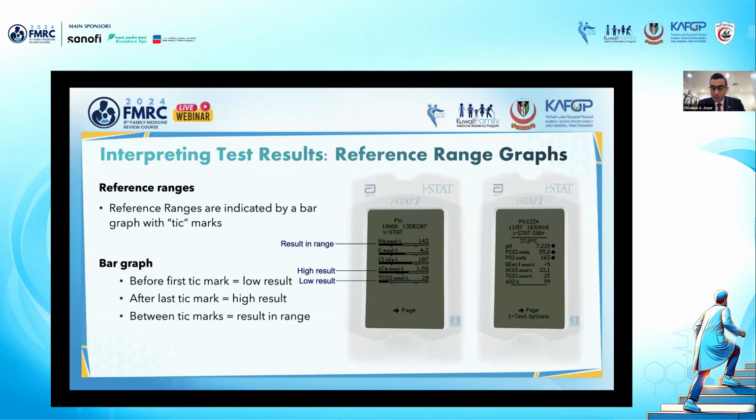Interpreting the result reference range: as I mentioned before, our reference range matches the laboratory reference range, but the device also gives you marks to know if your result is abnormal or normal. The reference range is indicated by a bar graph with tick marks. I'm talking here about chemistry and electrolytes. If the bar is before the first tick mark, the result is low. If it is after the last tick mark, the result is high. If it is between the two tick marks, the result is in range. But for gases, it is indicated by an arrow. If the arrow points up, the result is high. If it points down, the result is low. If the arrow disappears, you are in the normal range.